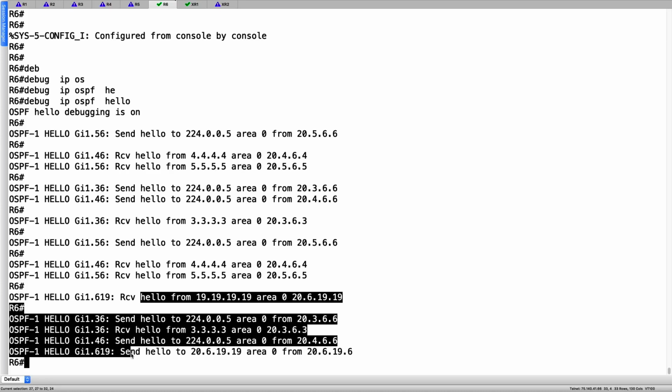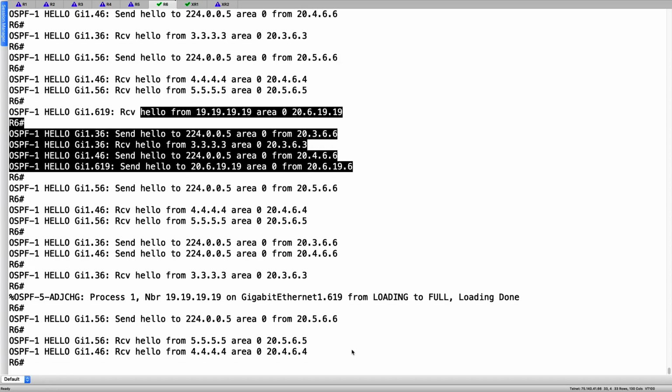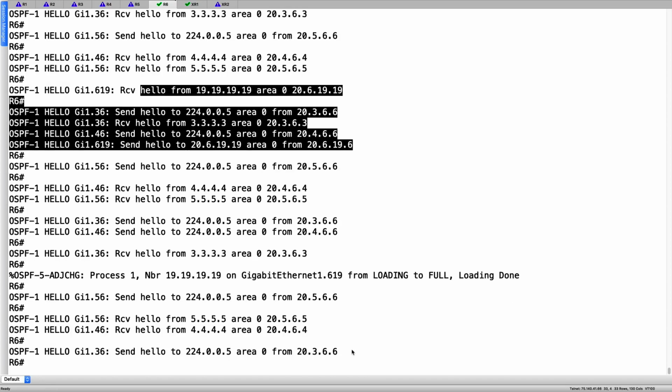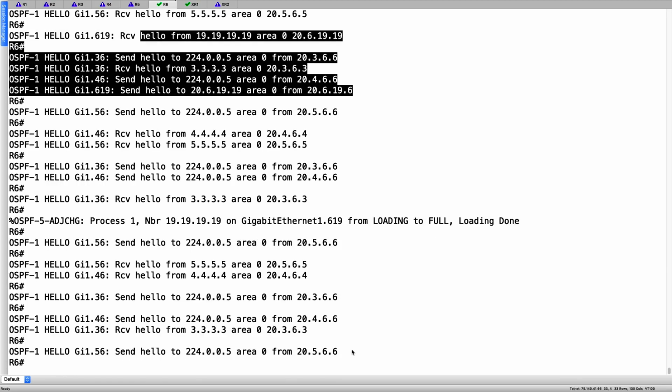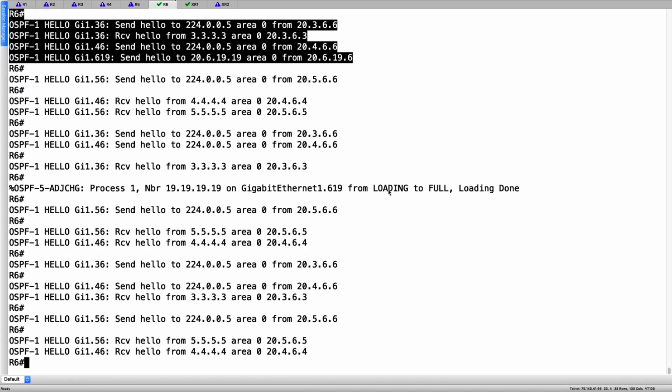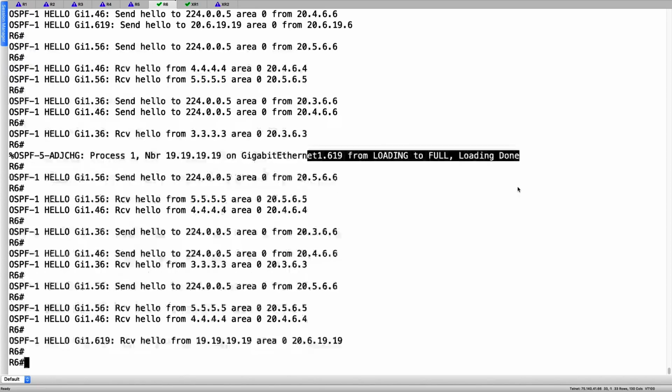So here is where I can see in the last line, sending hello to 20.6.19.19 from my unicast address. So now my source is a unicast and destination is also a unicast. Earlier, my source was a unicast, but destination was a multicast. Now both source and destination, they both are unicast. As you can see, my neighborship just came up.